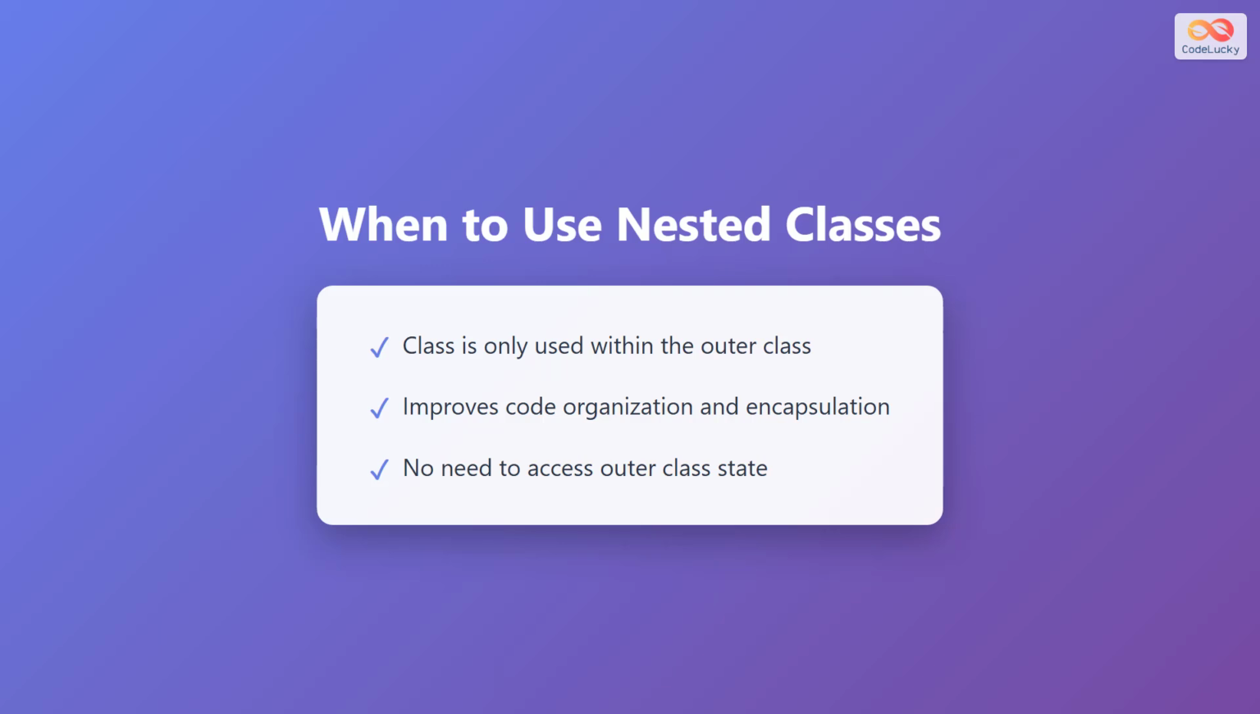Use nested classes when a class is only used within the outer class and nowhere else. They improve code organization and encapsulation by keeping related code together. Choose nested classes when you don't need to access the outer class's state or properties. This keeps your code clean and efficient.